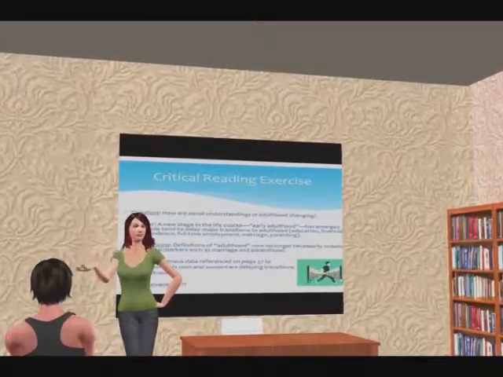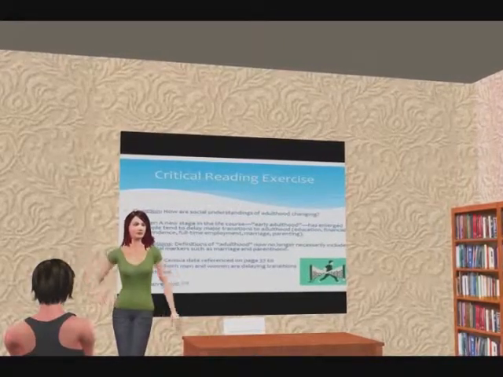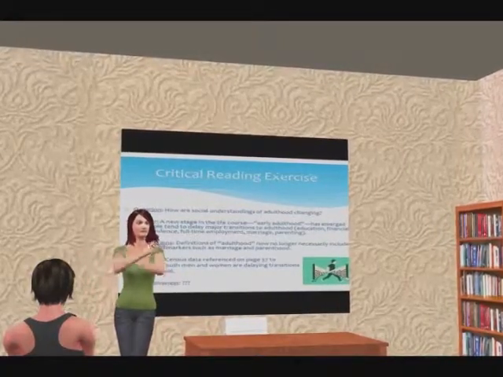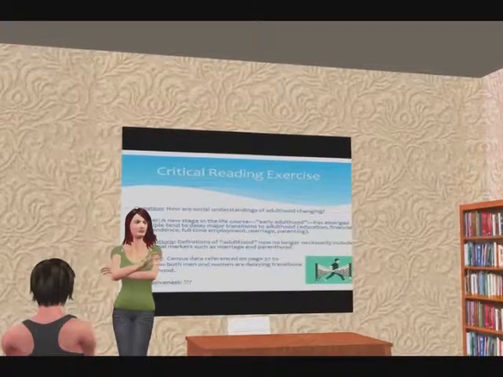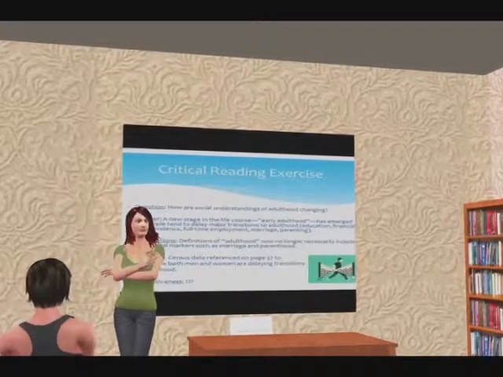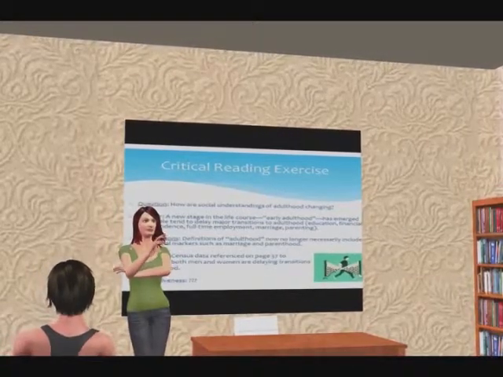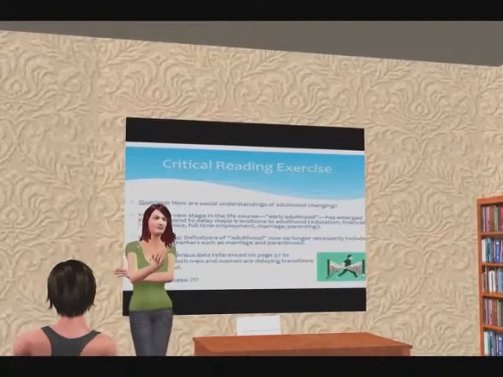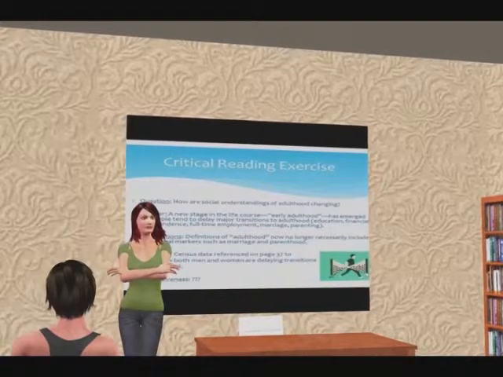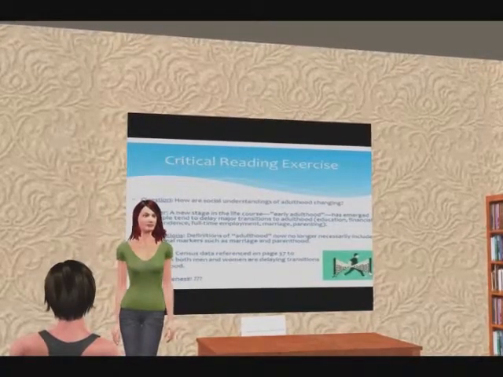So the Furstenberg et al. reading, and we're going to apply our critical reading exercise to that reading, is really a nice way of introducing us to what it means to think with a sociological imagination. Because essentially what Furstenberg and his co-authors are asking is, how are social understandings of adulthood changing, right? So that's their key question.